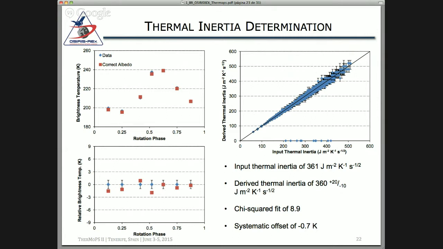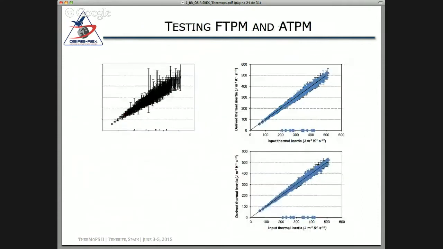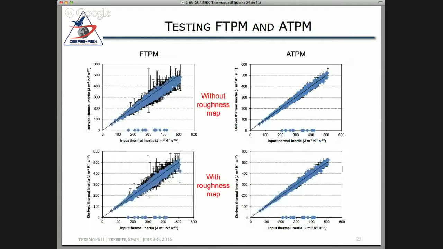This plot shows the relative performance between the FTPM and the ATPM. As you can see, the FTPM has much larger error bars, but we still get pretty much the one-to-one trend between the input thermal inertia of our fake asteroid and the thermal inertia derived from the model. And the ATPM is much more accurate, as expected. And we can derive the thermal inertia, whether we have a roughness map or not, from sources like LIDAR.